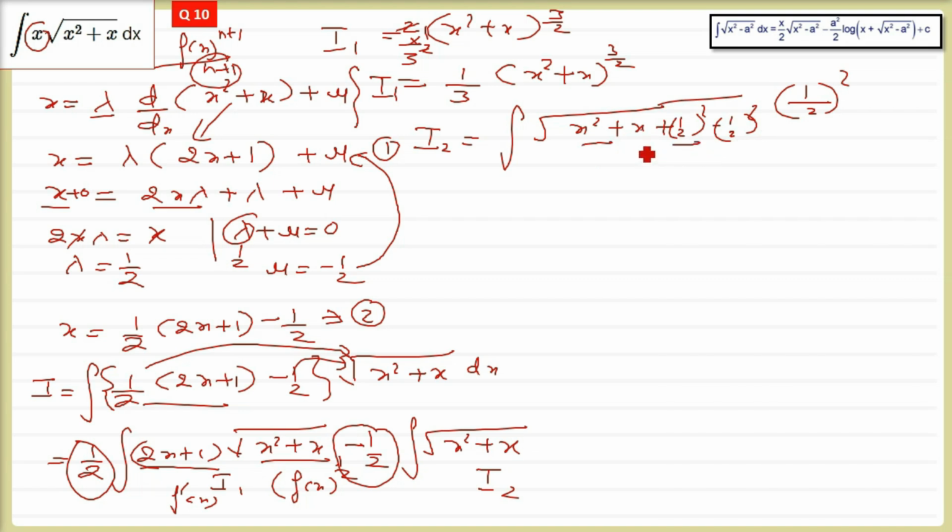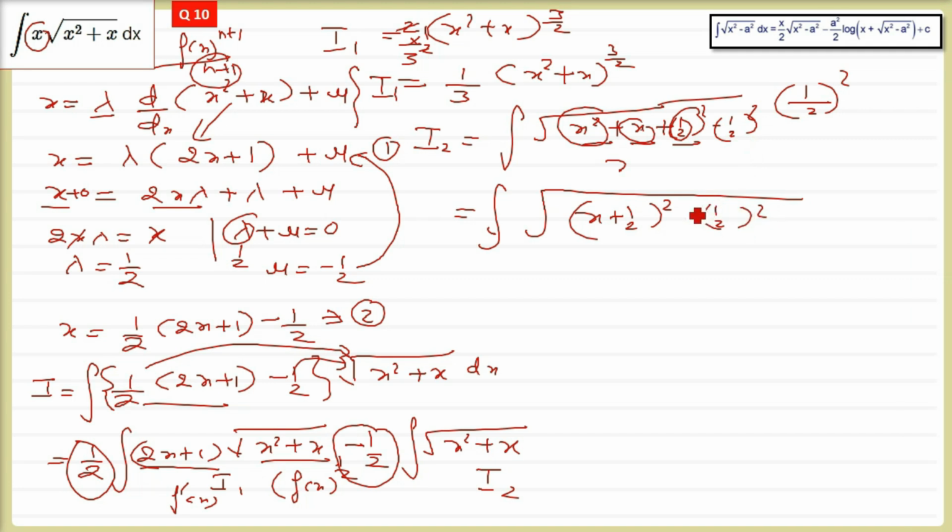So a square plus b square plus 2ab, where x is a and b is half, the formula is already there. So you can write x square plus x plus half square as x plus half whole square. Now the second term, which is only half square, will remain, so negative half square. Now you can always apply the formula presented to you for under root x square minus a square. X will be taken as x plus half, and a will be taken as half.